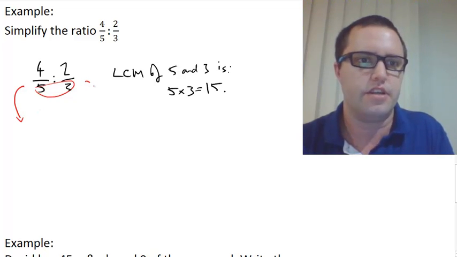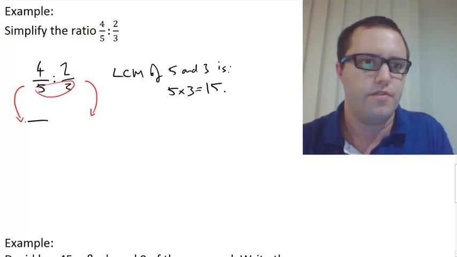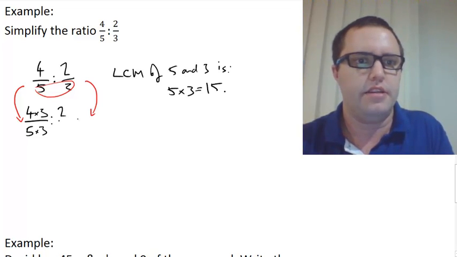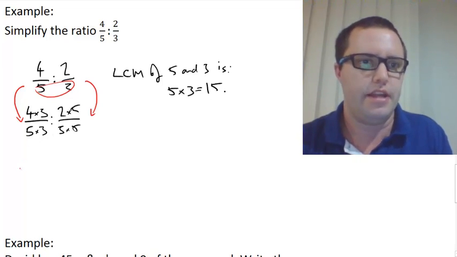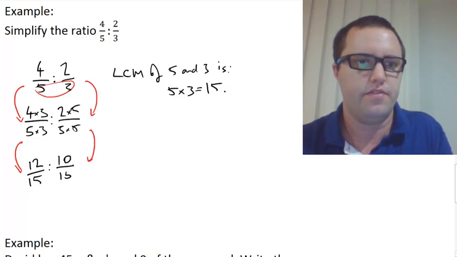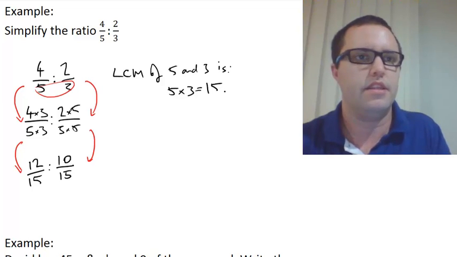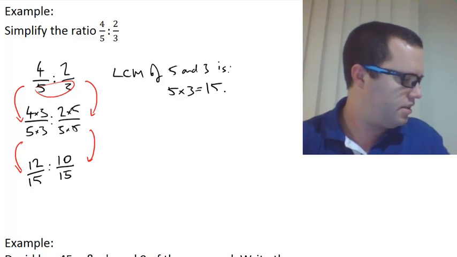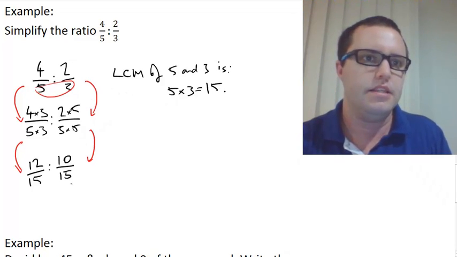Therefore our equivalent ratios are going to be 4/5 times 3, and we have to times the top by 3 as well, and 2/3 times 5, times the top by 5 as well, and we're going to end up with 12/15 is to 10/15. Okay, now once we're looking at this, this is 12/15 is to 10/15.